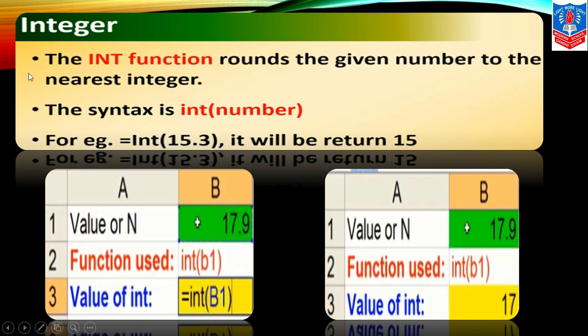Fine. Here in the example you can see the value of n is 17.9. The function we are using is =INT, where 17.9 is written in the B cell in row 1. So we are writing =INT(B1). The output will be 17, because for 17.9 it gives you 17. Okay.